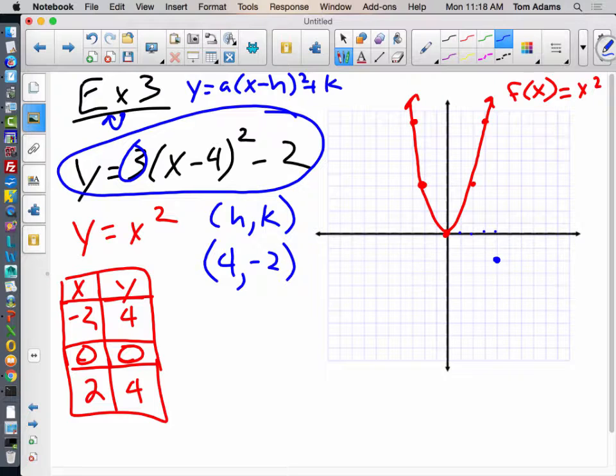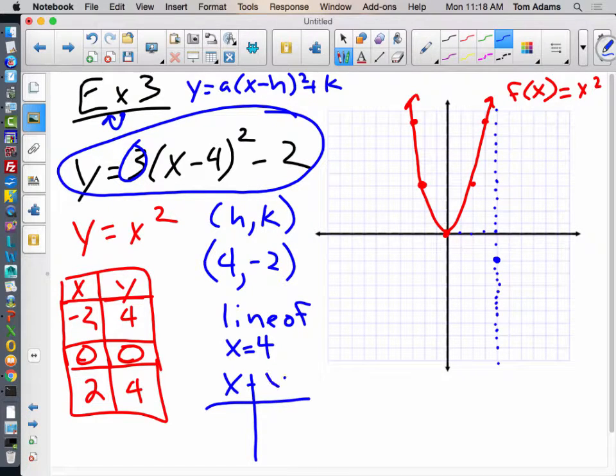So this positive 3 means it's going to open up this way. And then the only other thing I really need to do is find one point on the line. Where's my line of symmetry? Through the vertex, x equals 4. So I'm going to make a little dashed line. Now here's the cool thing. I need one point on the line. I'm going to plug in x equals 0.